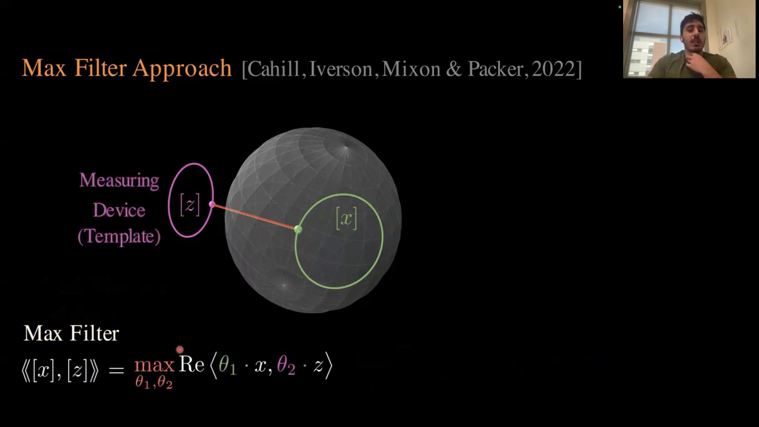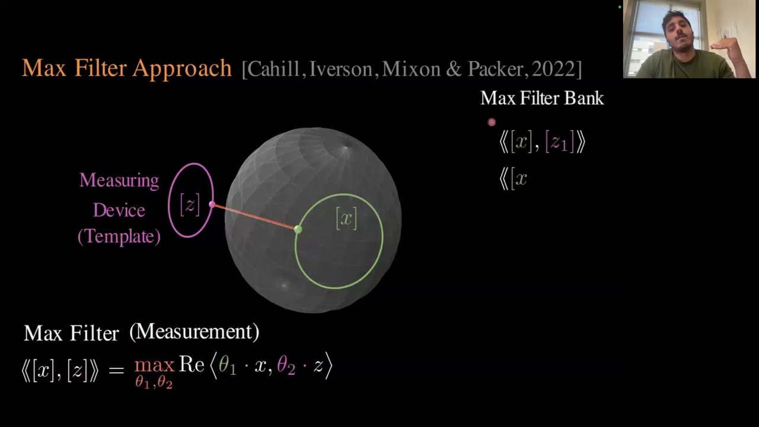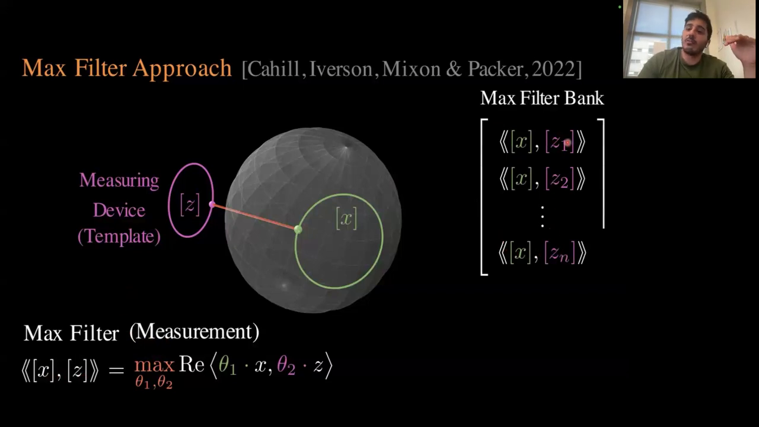And what they do is they view z as a measuring device, also known as a template, and then you view the max filter as a measurement. You measure x with respect to z. And then you create multiple measuring devices. You put z1 somewhere in space, z2 somewhere else, up to zn over there in space. And then you take measurements of x with respect to each measuring device and you lump them into a vector.